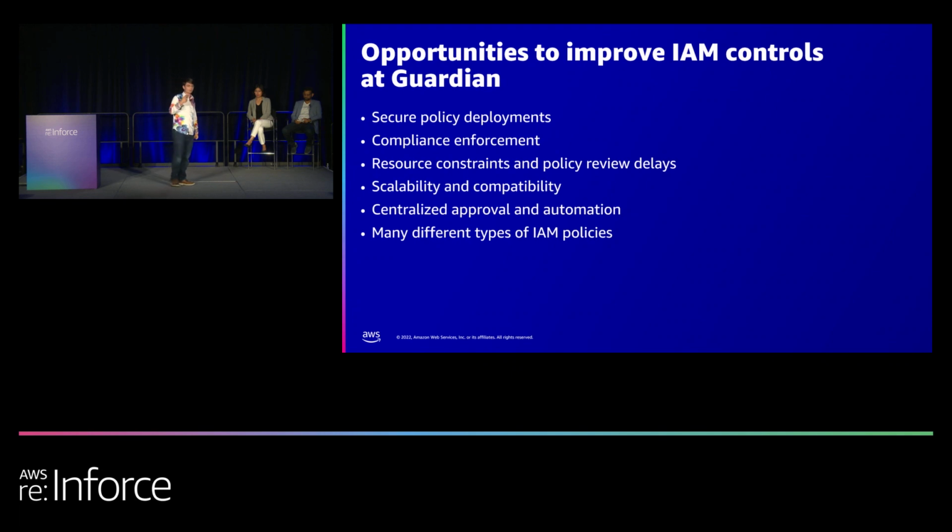So these are some of the opportunities we had. We want to make sure that we securely deploy the policies, ensure that we're meeting compliance. We have resource constraints. We have technical security experts and technical folks that are building, but they don't have infinite time. We want to reduce the manual effort they're having to do because their time is valuable. By reducing the manual time that we're doing things, that makes it scalable. But we're also balancing that with having some sort of centralized authority approval, some sort of automation.